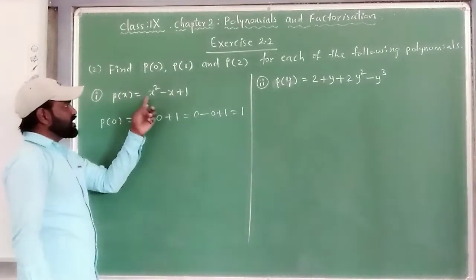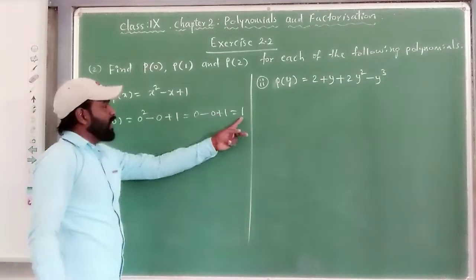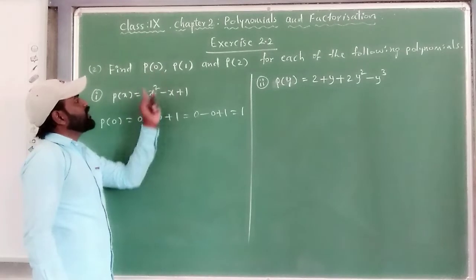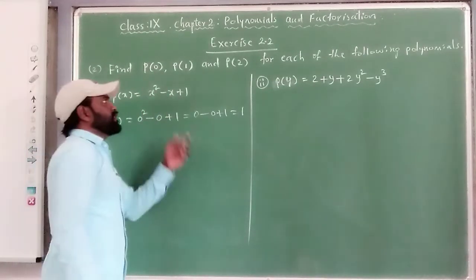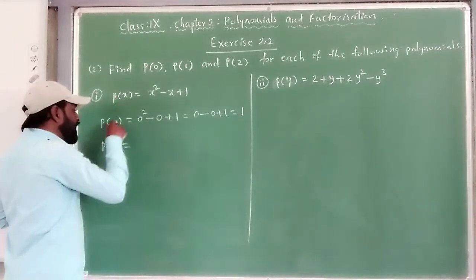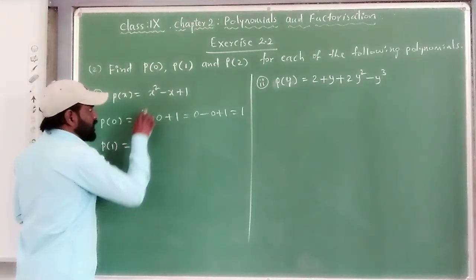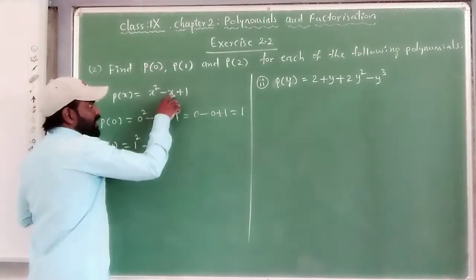If P of x is equal to x square minus x plus 1, then P of 0 is equal to 1. Simple: in place of the variable, we have substituted 0 and completed the simplification. That's all. In a similar way, P of 1 also we have to do. That means in place of x, we have to substitute 1 and do the simplification. 1 square, since x square is there, so 1 square minus x is there.